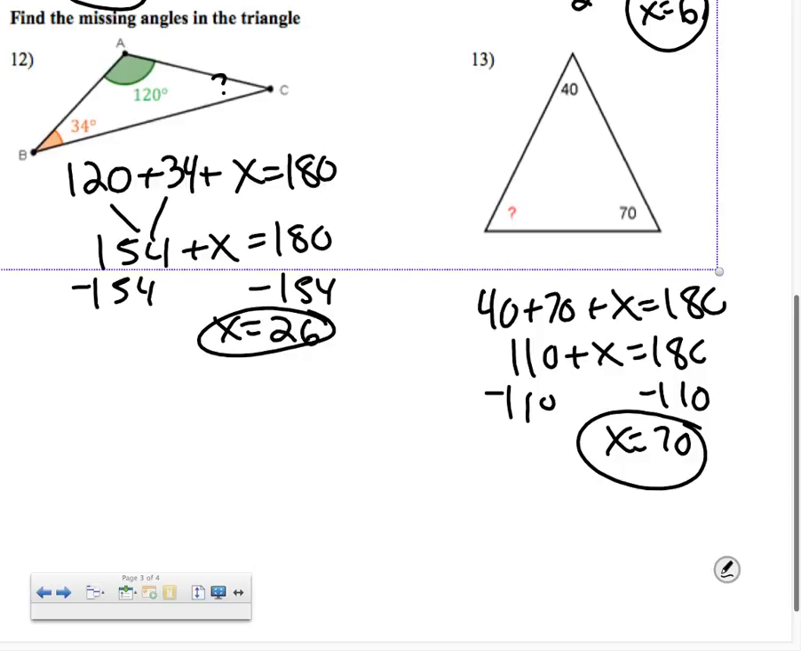So for the triangle ones here, when you're trying to solve for an angle in a triangle, you have to know that they all add up to 180, and that's the trick you use to figure out the missing piece, because you figure out, what do I have? How much more do I need to get to 180? There's my answer.